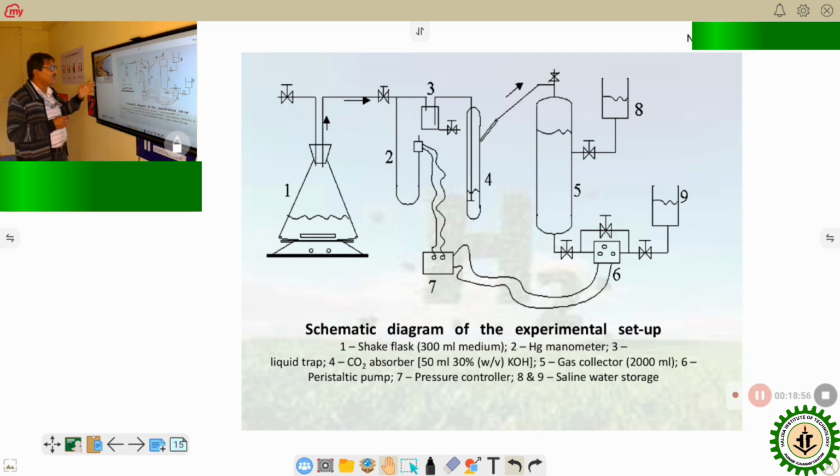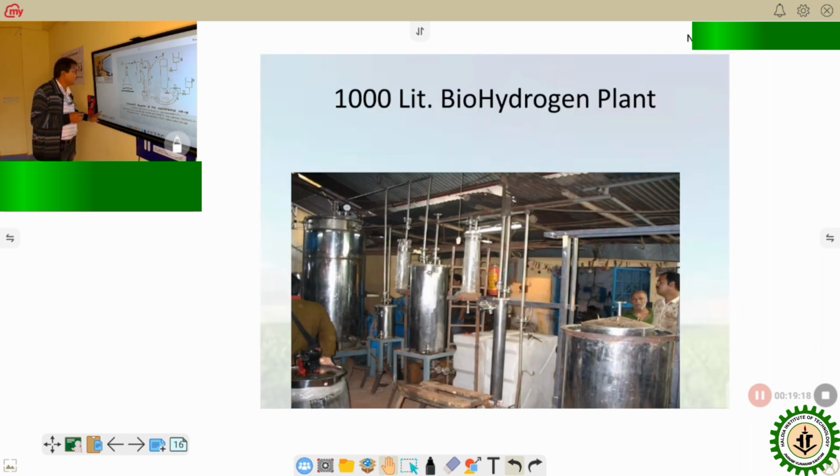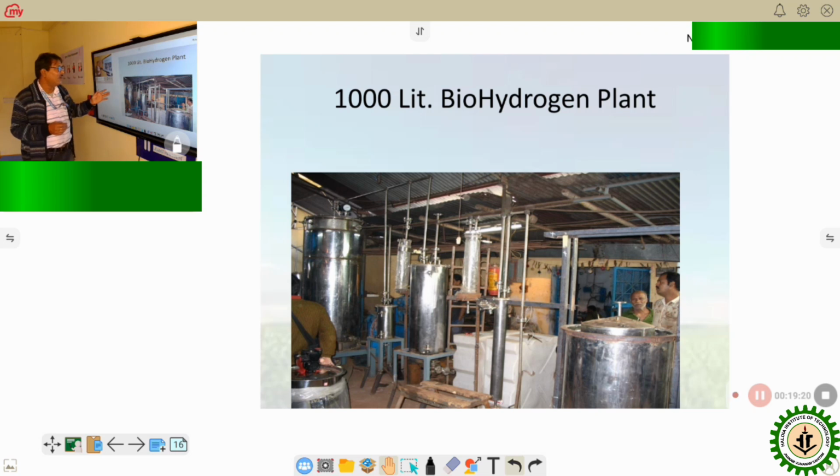Now see the experimental setup or laboratory setup; you can replicate it for your future projects, and that could be helpful for future generations. This process is already patented, so you can check it. Yeah, this is the 1,000-liter biohydrogen plant through which we are generating hydrogen by fermentation. It's not theory only; it's practically implemented. So they should not have any doubt about it.